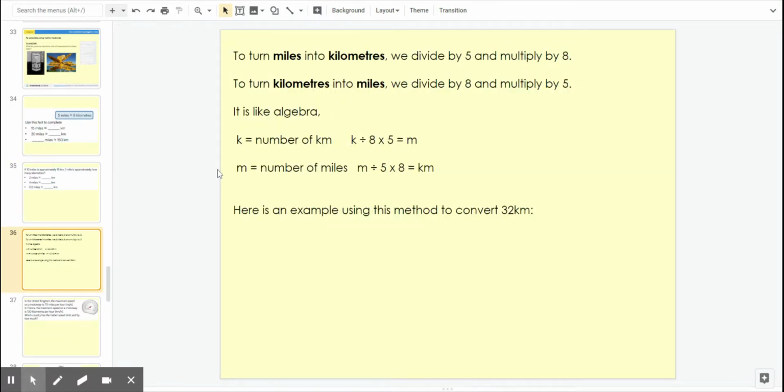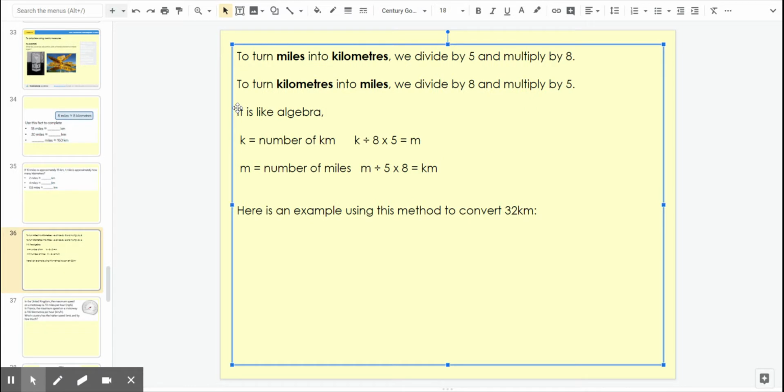To convert miles, this is a little bit tricky to get your head round, but if you can write this piece down in your book, that will help you. Again, if you need to pause me, do so. To turn miles into kilometres, we divide by 5, multiply by 8, because remember the relationship is 5 miles is approximately equivalent to 8 kilometres.